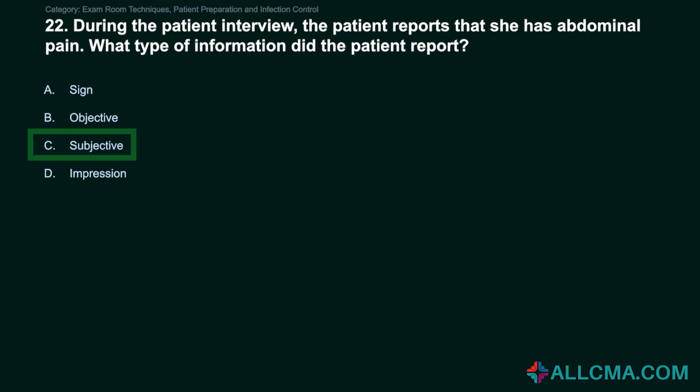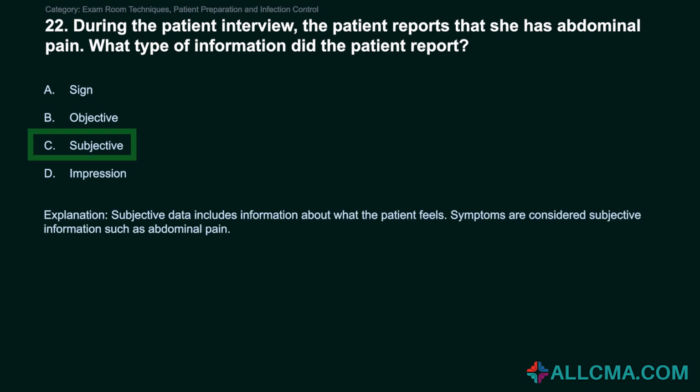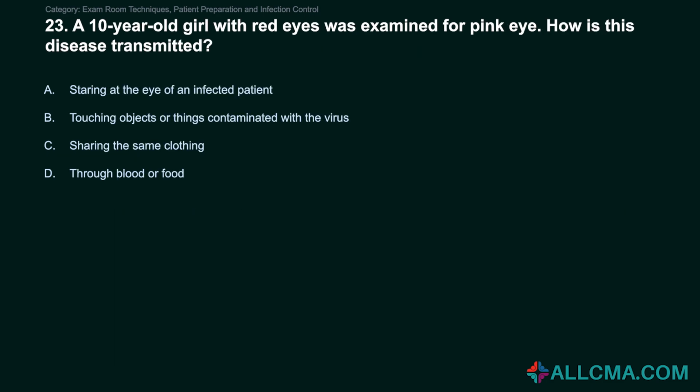Correct answer: C. Subjective. Subjective data includes information about what the patient feels. Symptoms are considered subjective information such as abdominal pain. 23. A 10-year-old girl with red eyes was examined for pink eye. How is this disease transmitted?